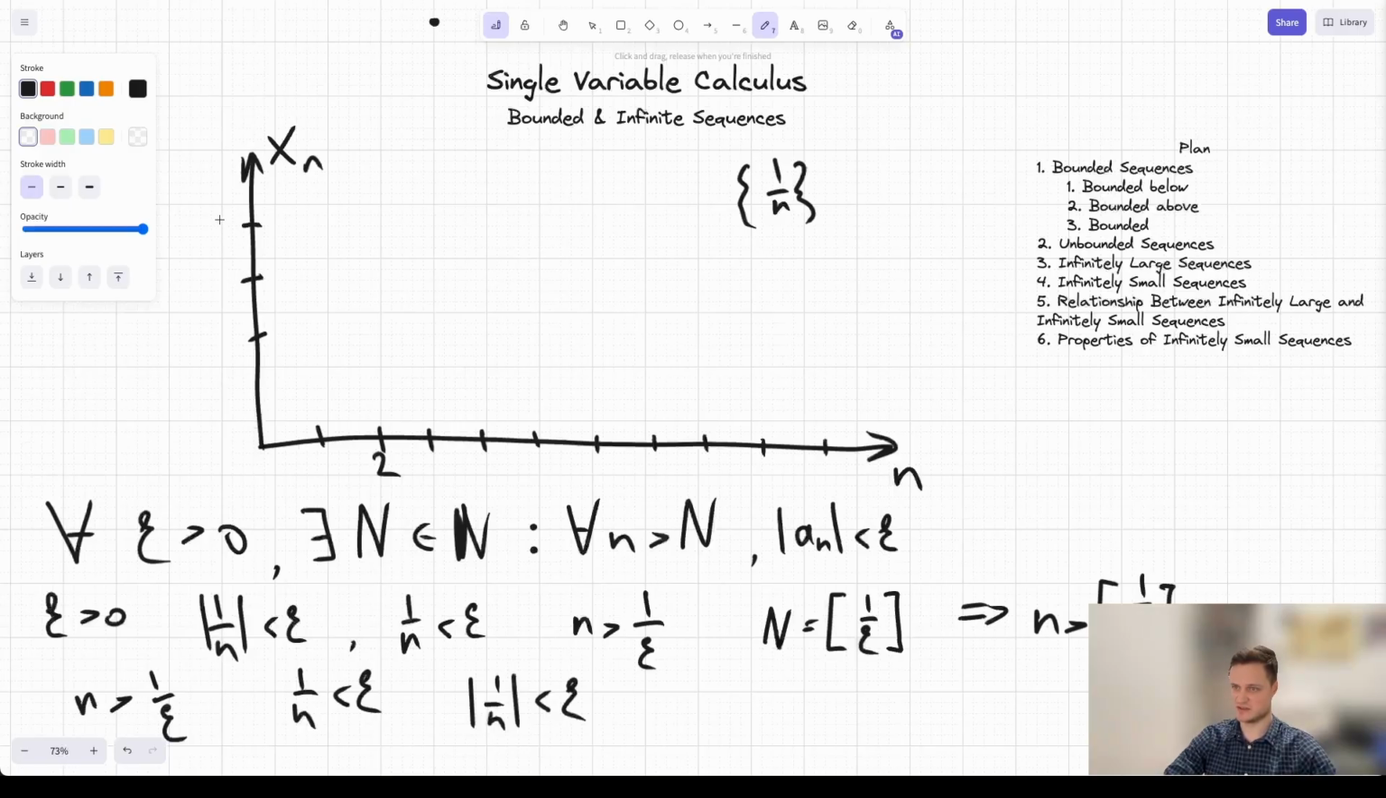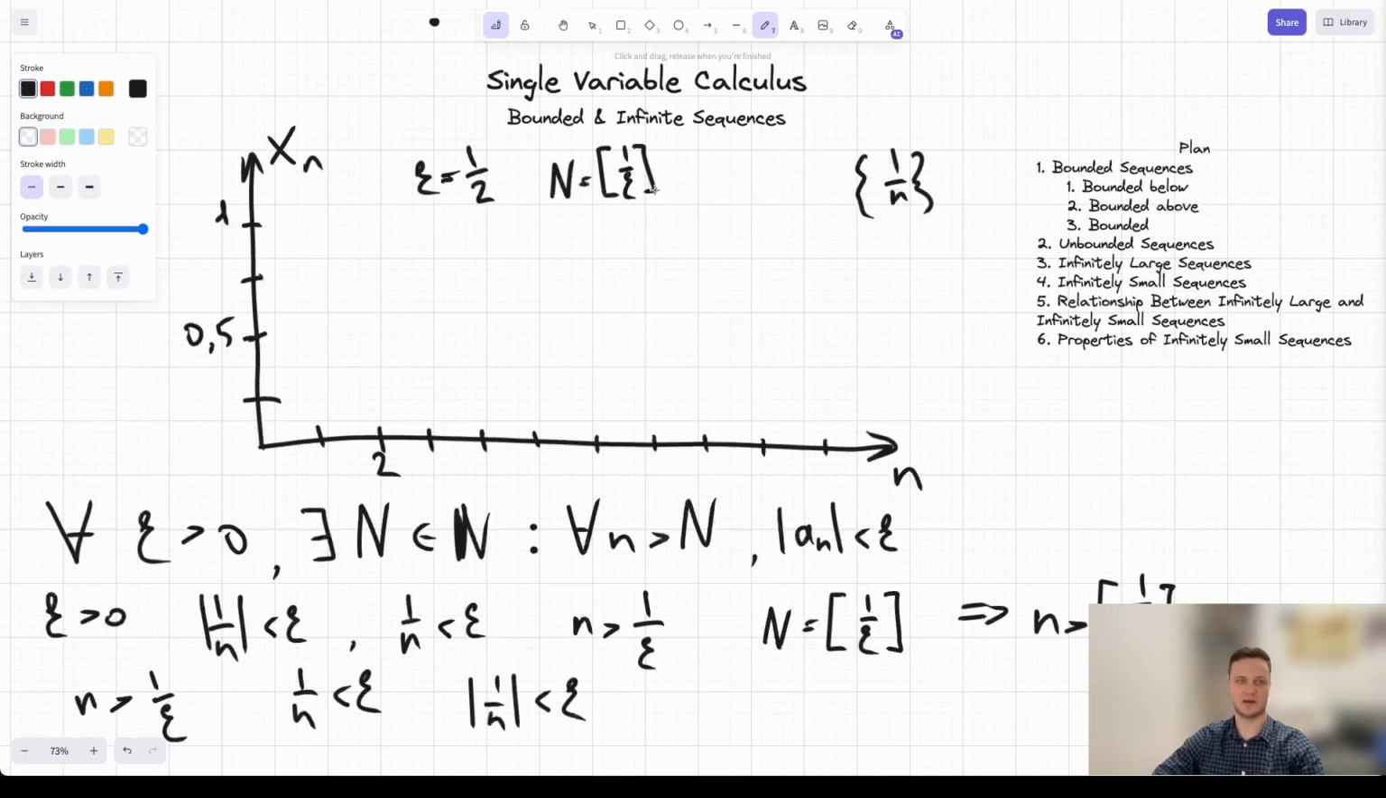So let's consider this as 1. And for example, for epsilon equals 1/2, we can find the n large. N large will be the greatest integer less than or equal to 1 over epsilon. This will be 2. So we can say that after the second element, strictly after the second element, the sequence becomes infinitely small, according to the picked epsilon. Let's prove it. The first element will be 1, the second element will be 1/2, and the third element will be 1/3, somewhere here. Our epsilon is 1/2.